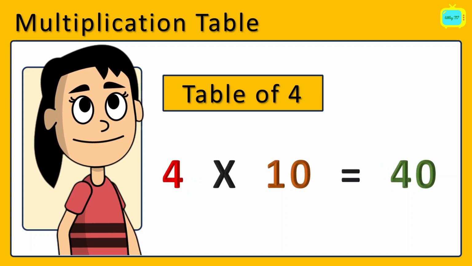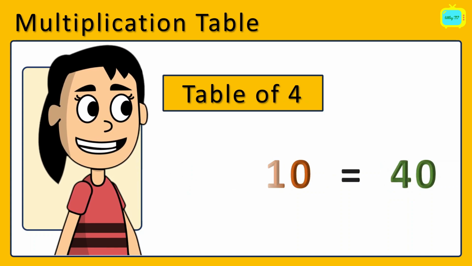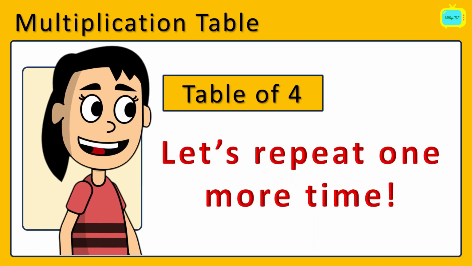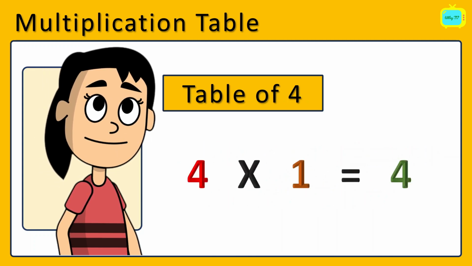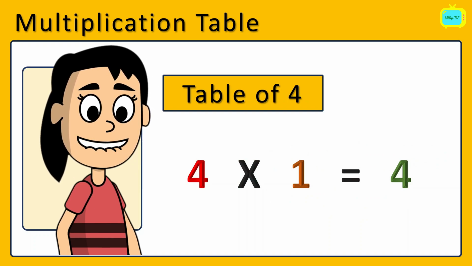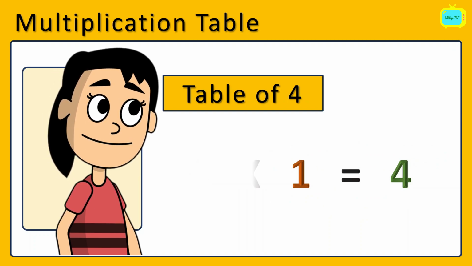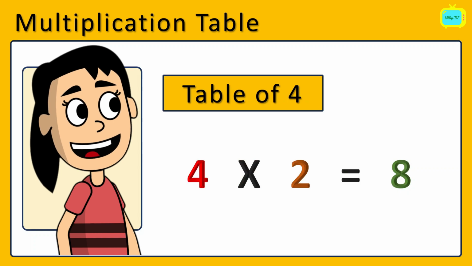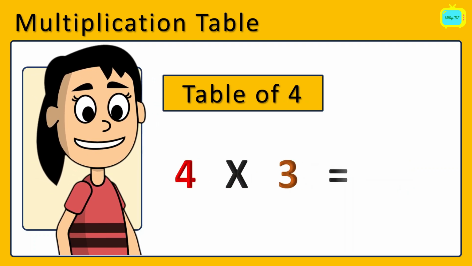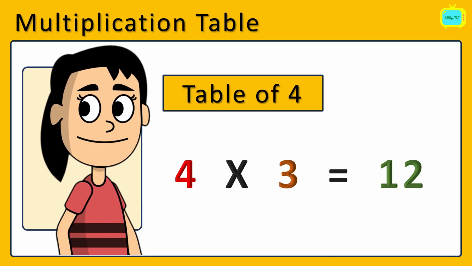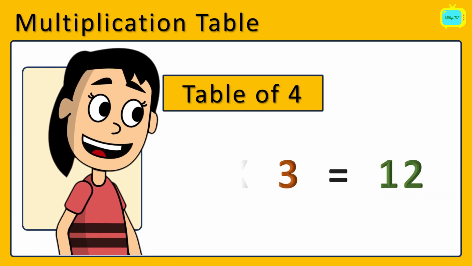4 10s are 40. So kids, it's time to repeat it one more time. 4 1s are 4. 4 2s are 8. 4 3s are 12.